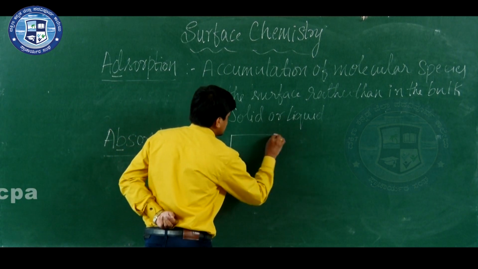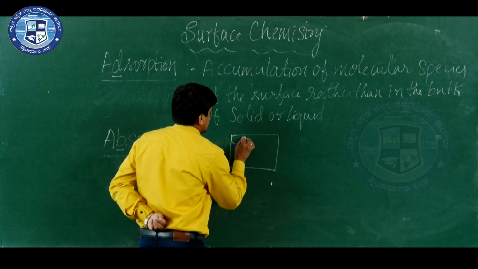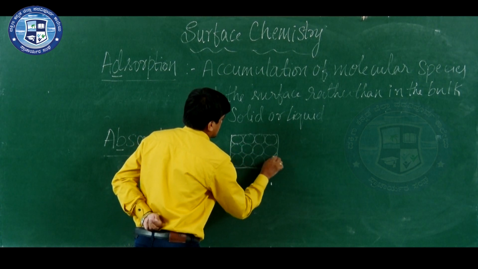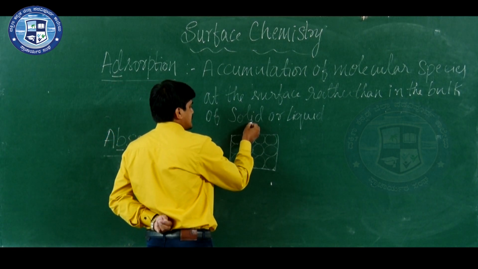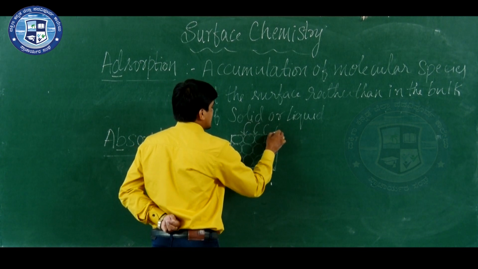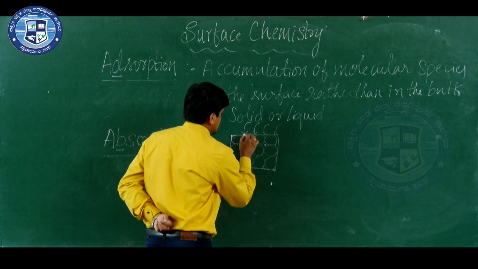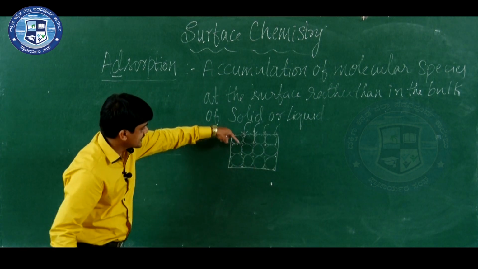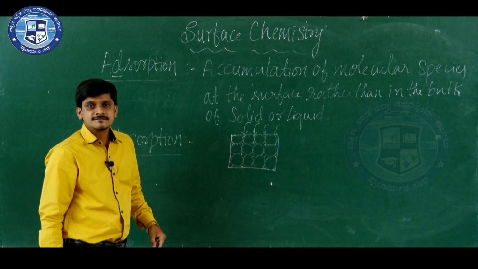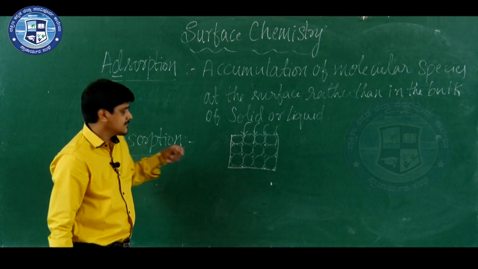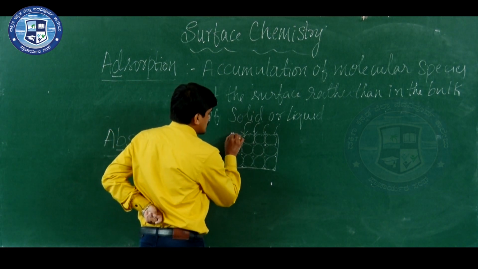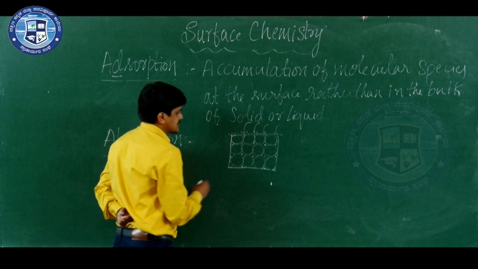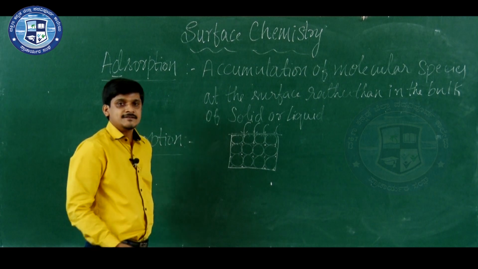See here, there is a substance, and the molecules are going inside like this. That penetration of molecules into the bulk is called absorption. Whereas adsorption means molecules only accumulate on the surface, while in absorption, molecules go inside the substance.